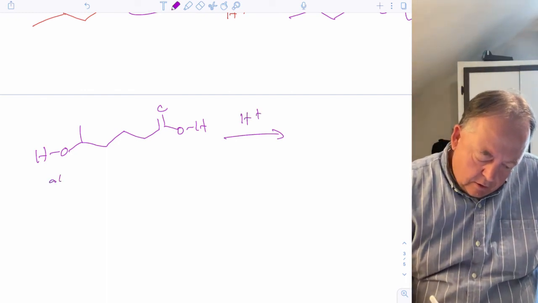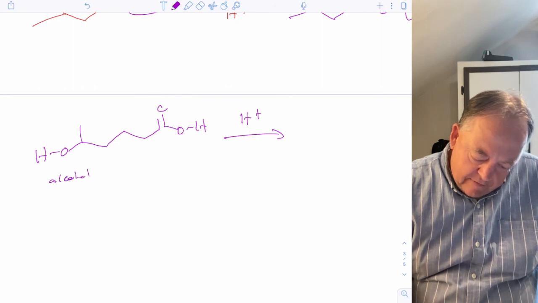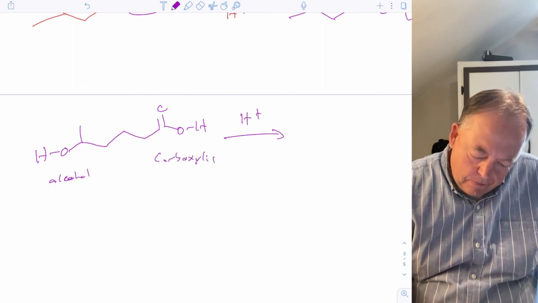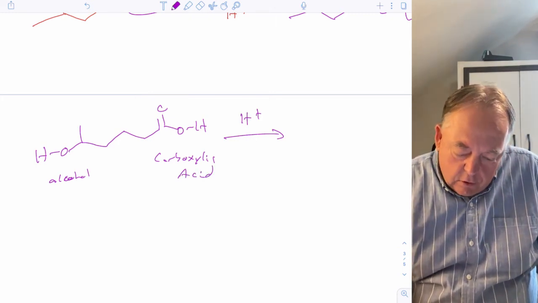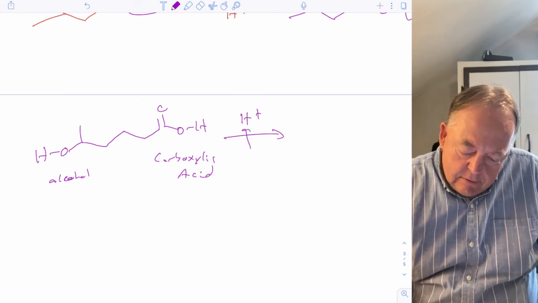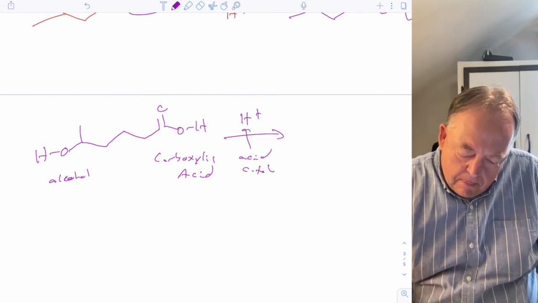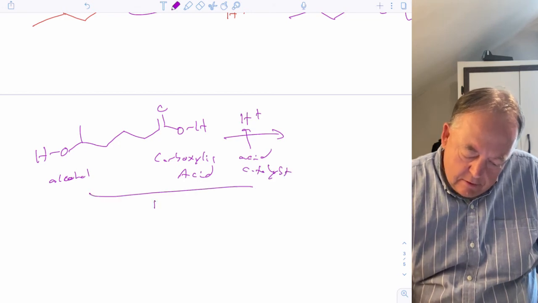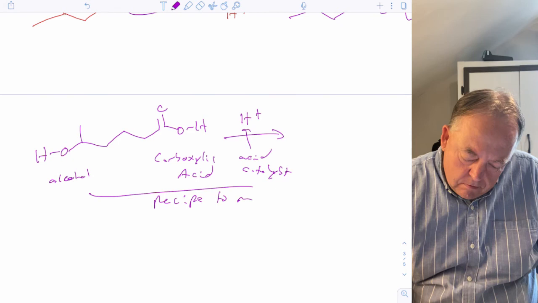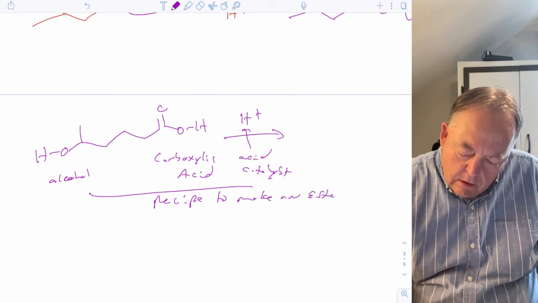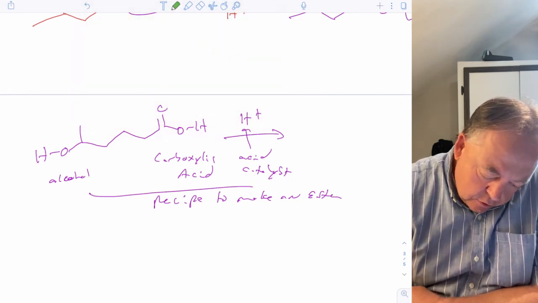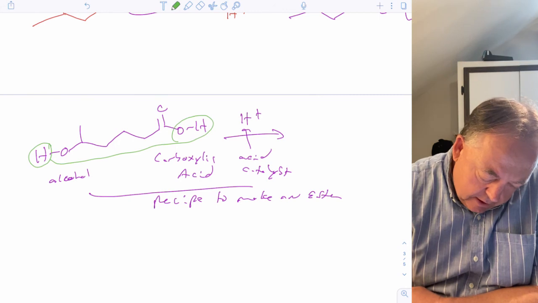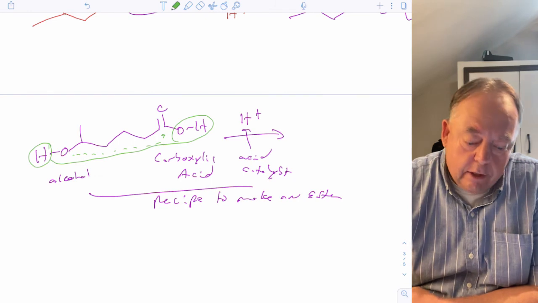So if you did that reaction. So again, you have an alcohol and you have a carboxylic acid. Right, they just happen to be in the same molecule. So if you have an alcohol and a carboxylic acid and an acid catalyst, well, that's your recipe to make an ester. So since they're in the same molecule, you're going to lose H and OH, and then this oxygen is going to end up attached to that carbon. So you're going to end up making a ring.